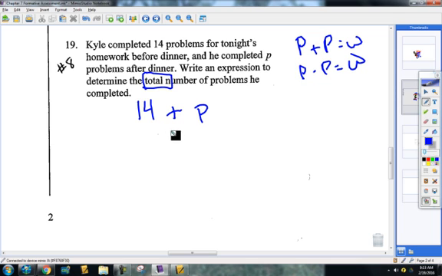Now, what's the other method? What else would I accept here? P plus 14. Either one there. Go ahead and put what you got out of 10.